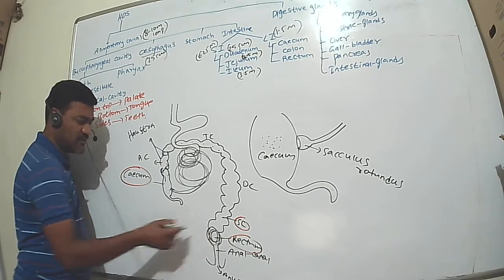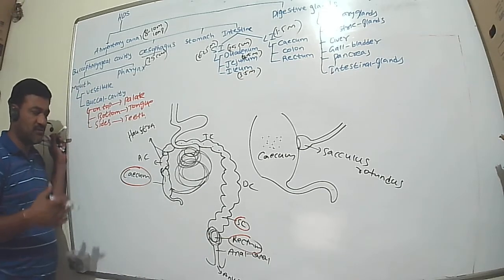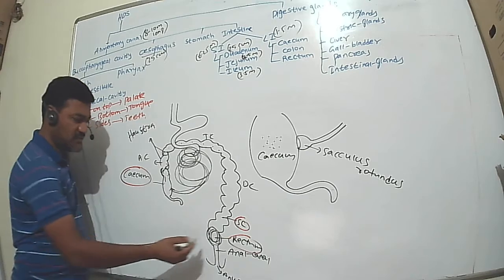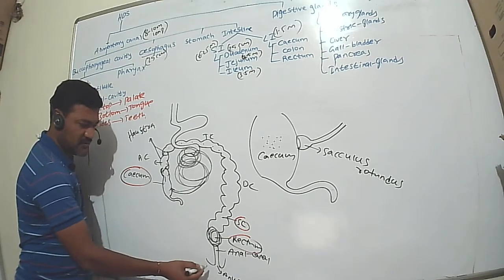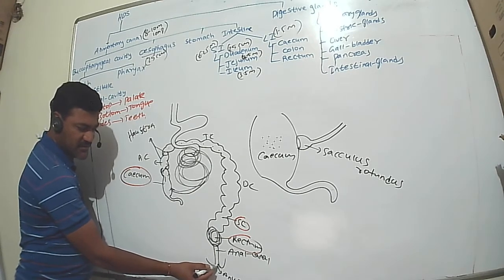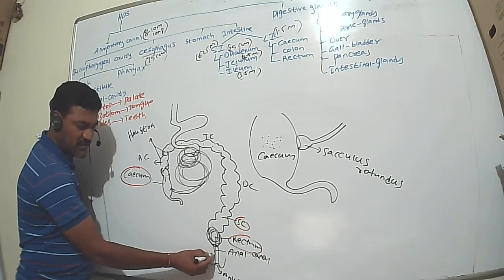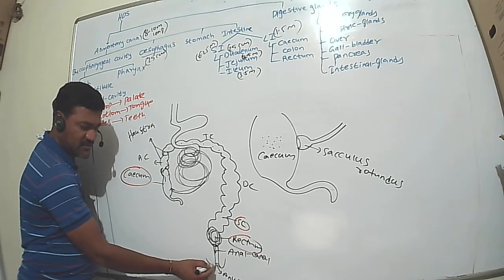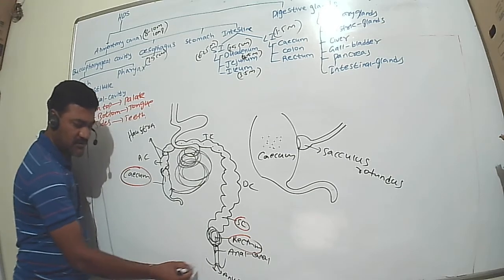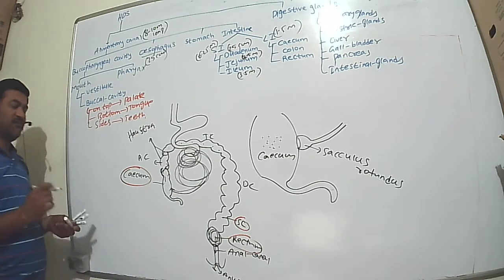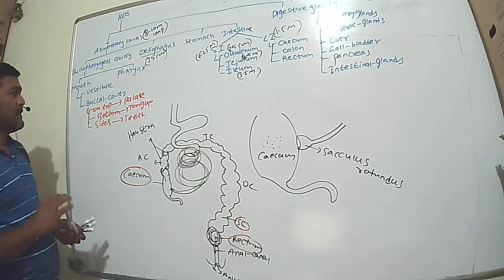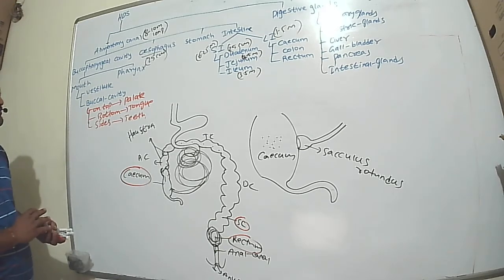Only when it is filled, then you get the ease of defecation, and then there is an internal anal sphincter and external anal sphincter. First the internal anal sphincter will open and then it comes into the anal canal, and then the external anal sphincter will open and then it will come out, defecation. So that is the alimentary canal.